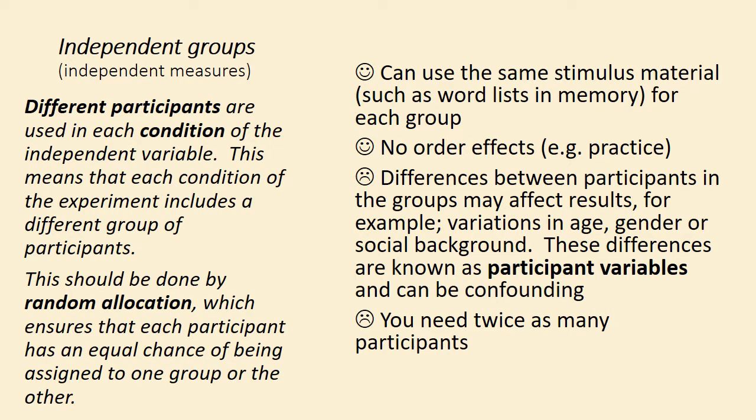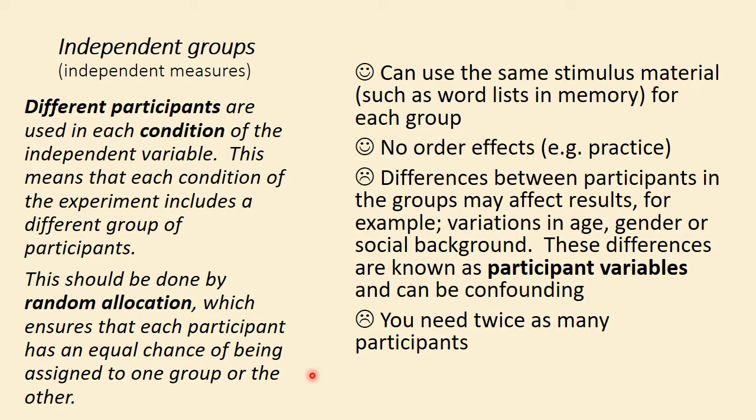So, the first one that you need to know is independent groups. And this is where you use different participants for each of the conditions of your IV. So this will be one group of people doing a memory test with coffee, and a completely different group of people doing the memory test without coffee. This should be done using random allocation, which means that every participant has an equal chance of being either in the coffee group or the non-coffee group.